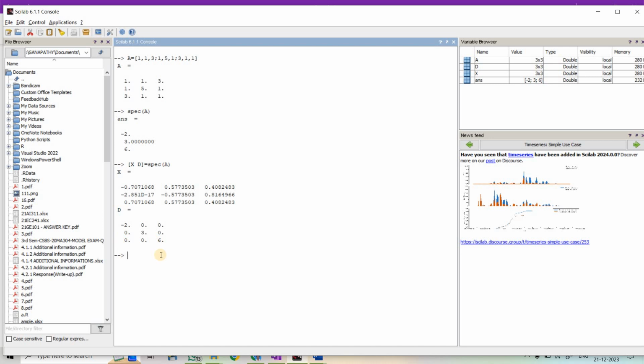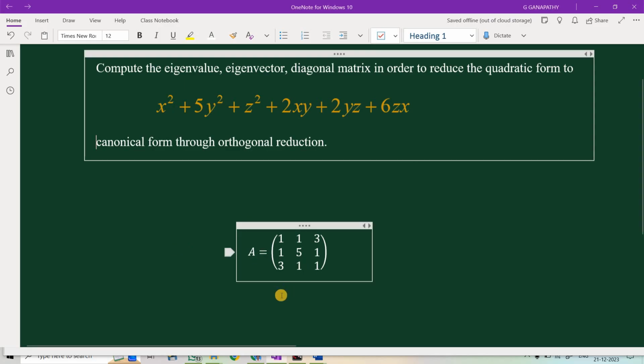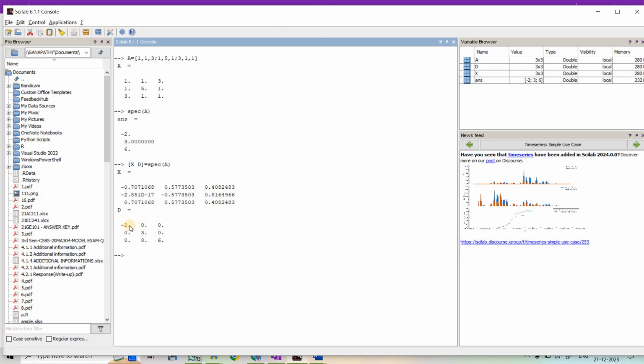With the help of this diagonal matrix, we can conclude the answer for the given problem is -2, 3, 6 are eigenvalues, and similarly the diagonal elements of the diagonal matrix. Therefore, the canonical form for this one is -2 y1 square plus 3 y2 square plus 6 y3 square.